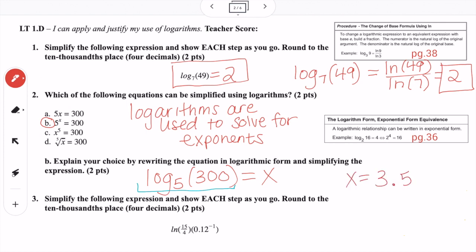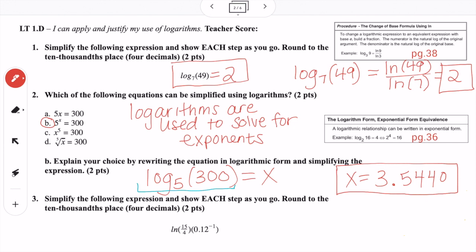10,000th place is 4 decimals. And since the last decimal is a 9, that's going to round my 10,000th place up to a 4. That means the value of x that solves the equation in number 2 would be 3.5440.